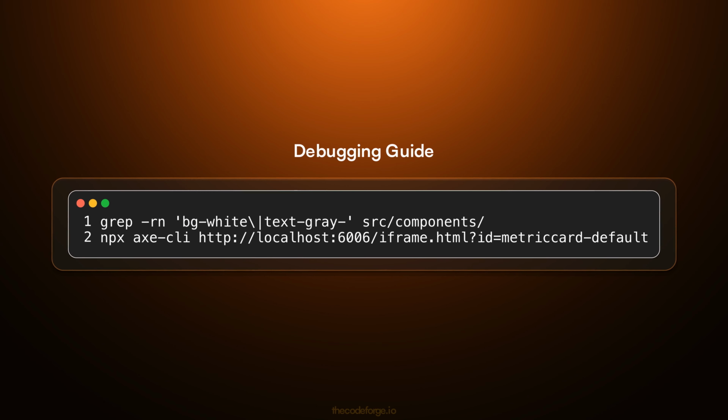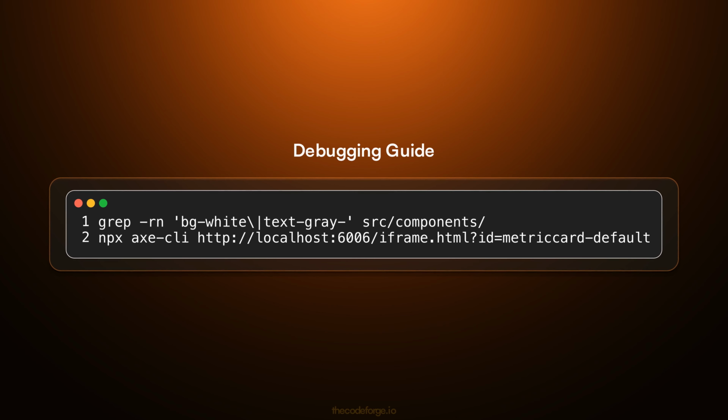To debug hard-coded colors, run a grep for common hard-coded classes. For accessibility, use axe against your Storybook stories. Always toggle dark mode manually and inspect every state.